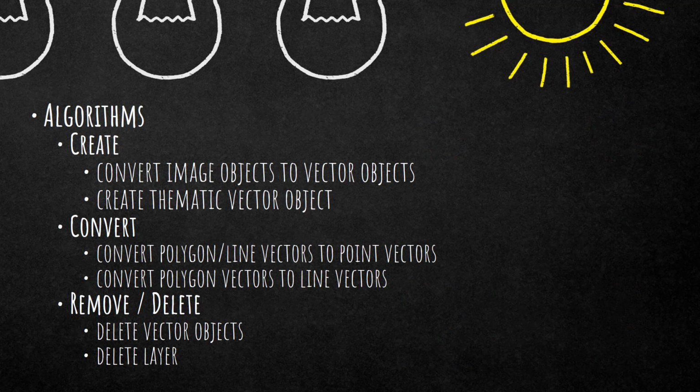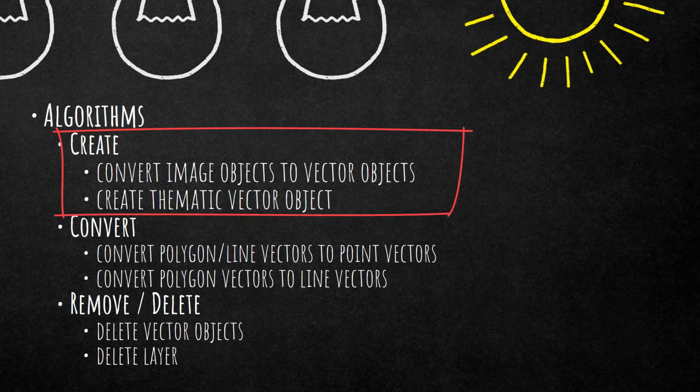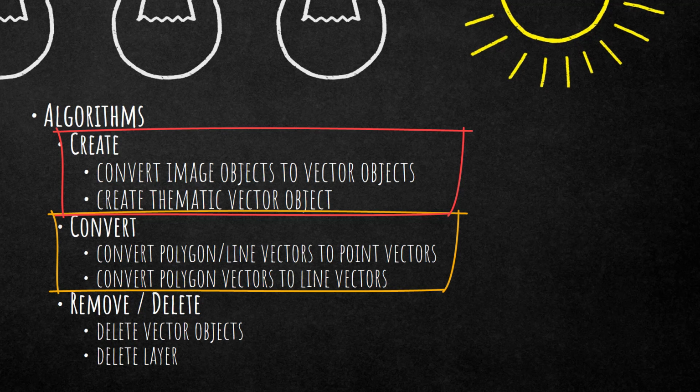Just a quick look at the algorithms that we're gonna use. So for the creation, as mentioned before, convert image objects to vector objects, as well as the create thematic vector object. Then we have the conversion, also two different algorithms. One is called convert polygon line vectors to point vectors. The other one is called convert polygon vectors to line vectors. And finally, remove and delete. We're gonna use delete vector objects as well as delete layer. The results going to be different. I'm going to show you that in a second.